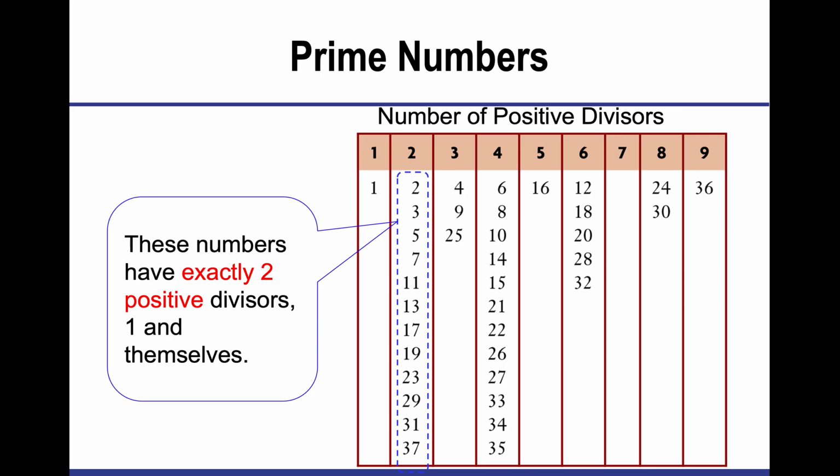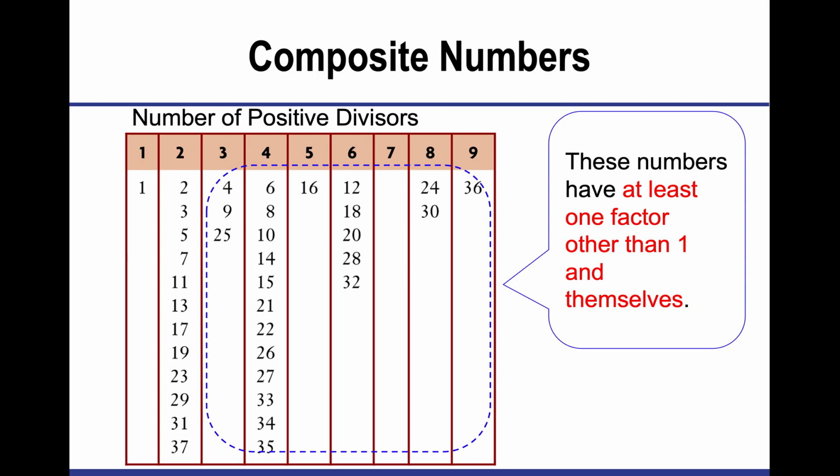Those special groups would be numbers that are divisible by 1 and themselves, which is the definition of a prime number. So this column is all prime numbers. Notice that the number 1 is not in the prime number column. That's because the number 1 has only one factor. To be prime, you need exactly 2 positive factors.